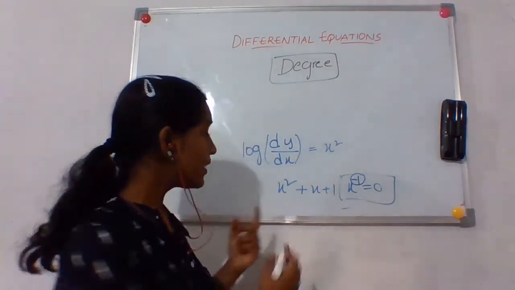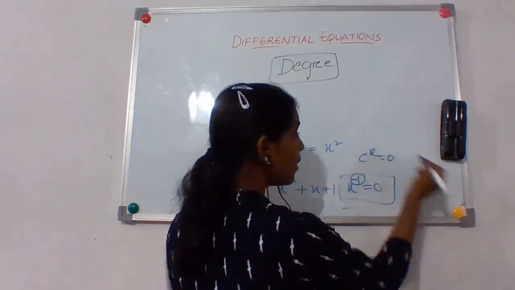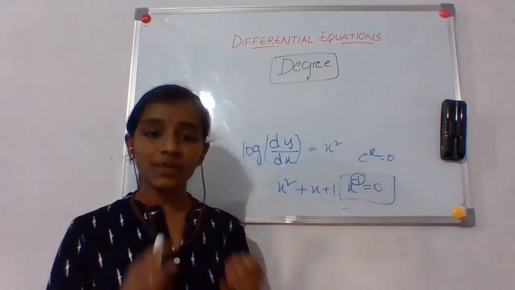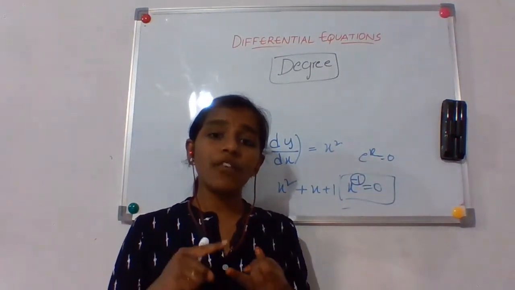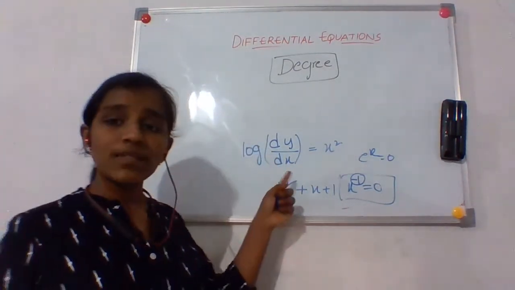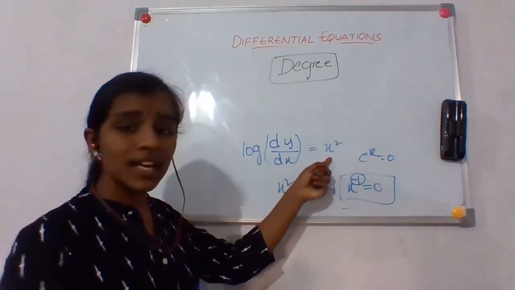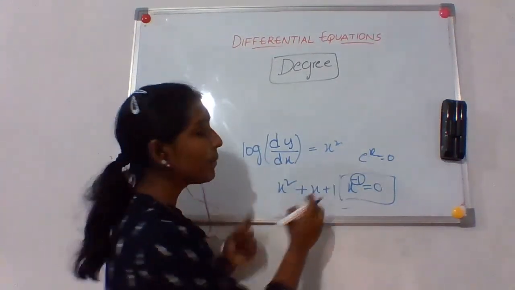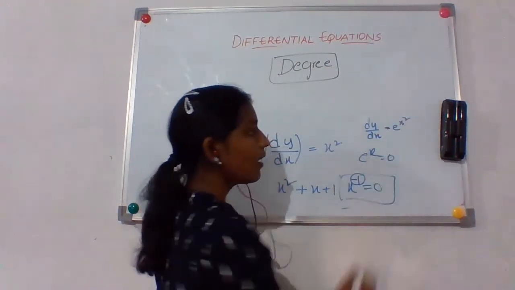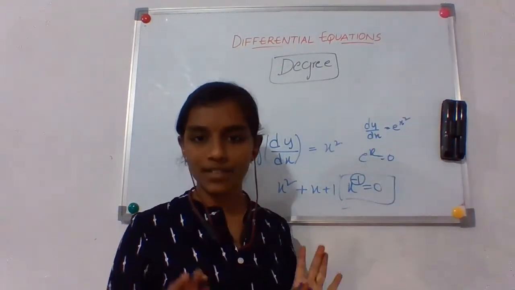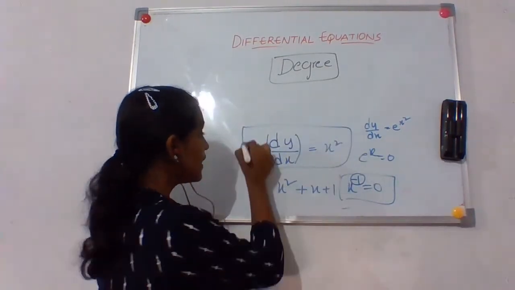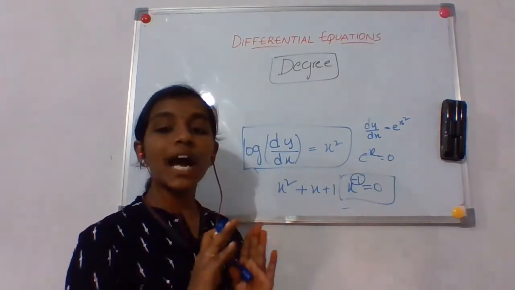Because if you take e power x is equal to 0, will this be a polynomial? No, because it is in power. The x must not be in powers and the power of x must only be positive integers. Now if I take this, it will also give me the same thing. If I take log from here, I get dy by dx is equal to e power x square. So this is in e power, so that is not a polynomial. So for such a form, the degree of a differential equation is undefined.